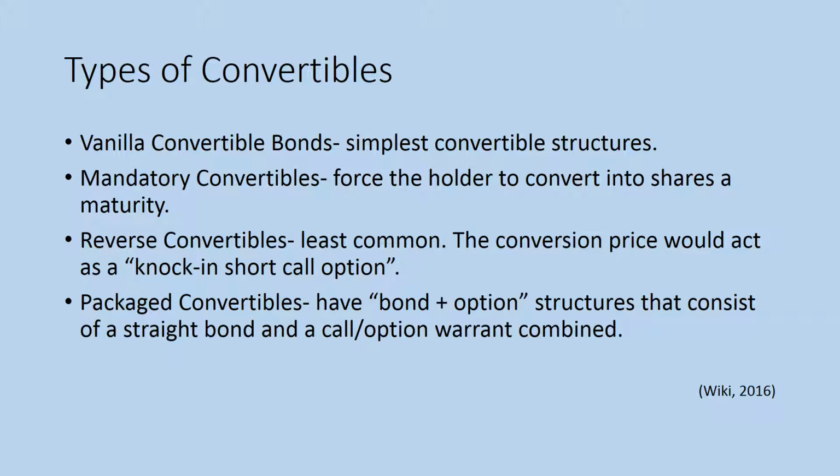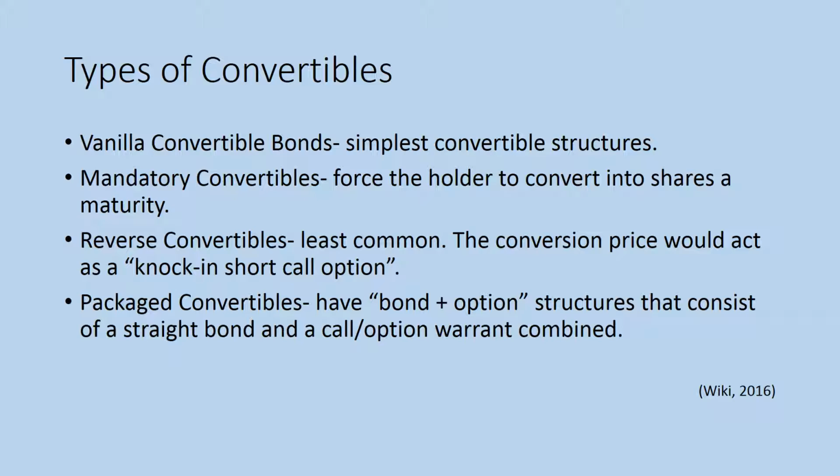Types of convertibles, there are several. Vanilla convertible bonds are the simplest convertible structure. They grant the holder the right to convert into a certain amount of shares determined according to the conversion price, and this is determined in advance. Mandatory convertibles force the holder to convert into shares at maturity. The first conversion price would limit the price where the investor would receive the equivalent of its par value back in shares, and the second would limit where the investor will earn more than the par.